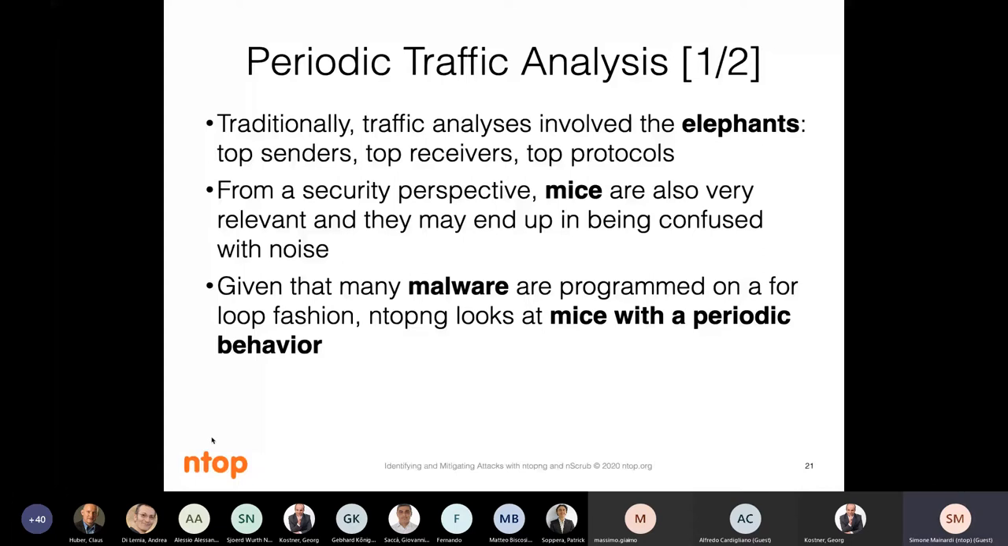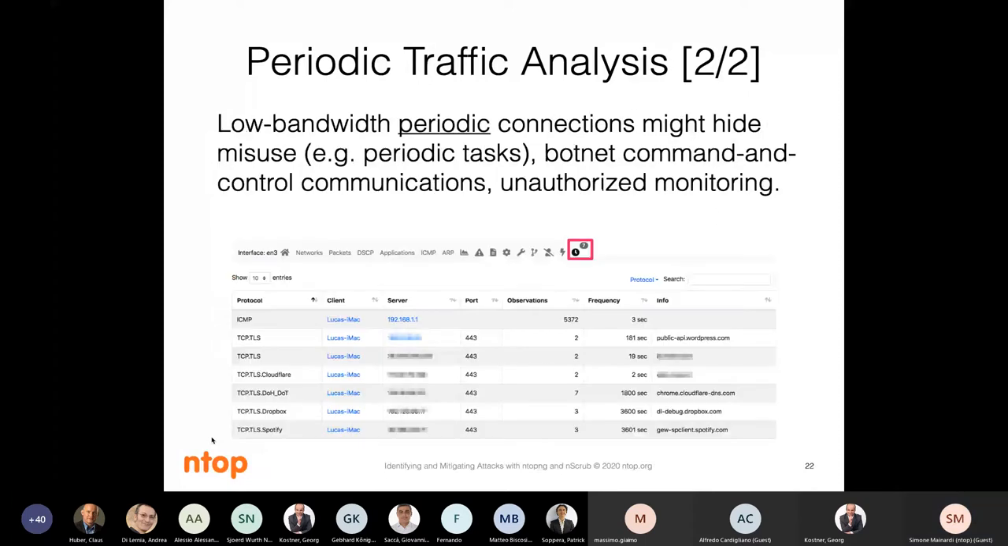For example, there are many malware around in the wild, such as botnets, that have a periodic behavior. So malware that generates a very low amount of traffic periodically. So doing an analysis of the top senders or top receivers would be totally useless for these. So we need a tool to analyze the low bandwidth traffic that can be periodic. And indeed, ntopng features the analysis of periodic low bandwidth connections. It means that it listens to the traffic and it is able to detect the periodic activities that are taking place on your network on a given host.